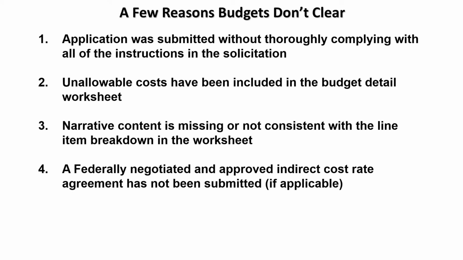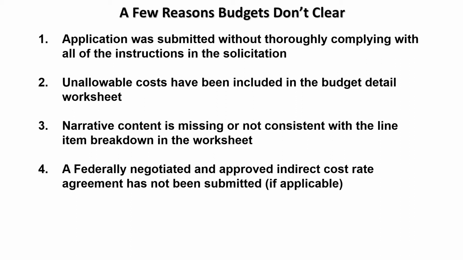So here are some reasons that we note that an application may not go through the entire process on its first go round. The application was submitted without thoroughly complying with all of the instructions in the solicitation. So if there was a requirement to do X, Y, and Z, it probably wasn't done. Unallowable costs have been included within the worksheet. The narrative content is missing or inconsistent with the breakdown of the worksheet.